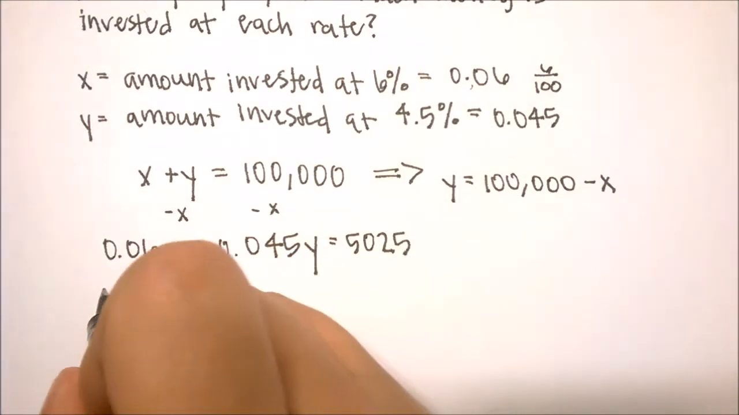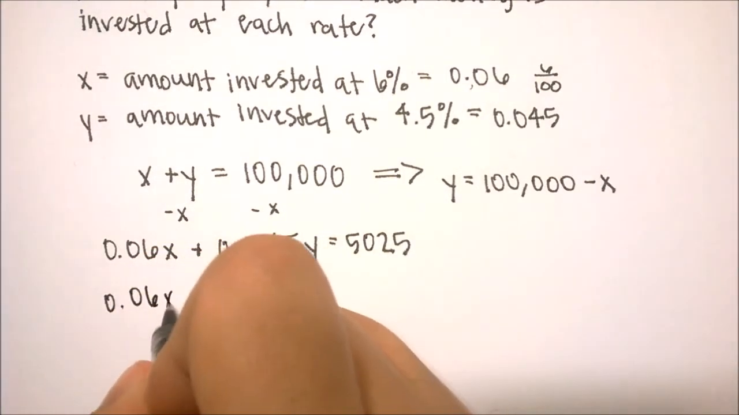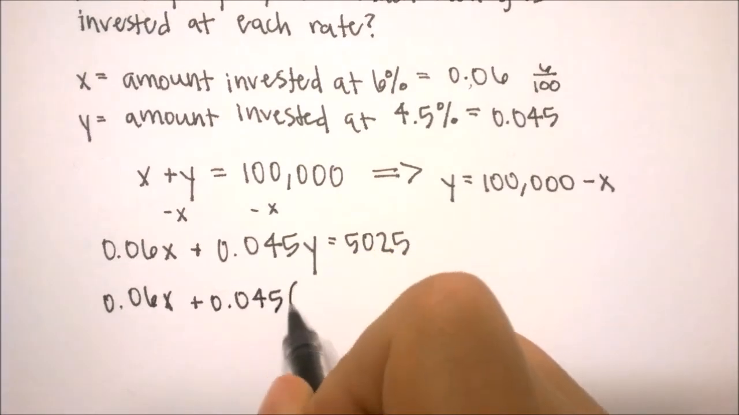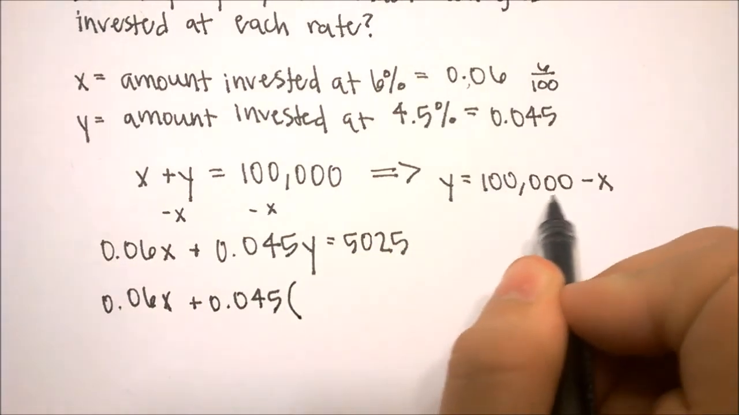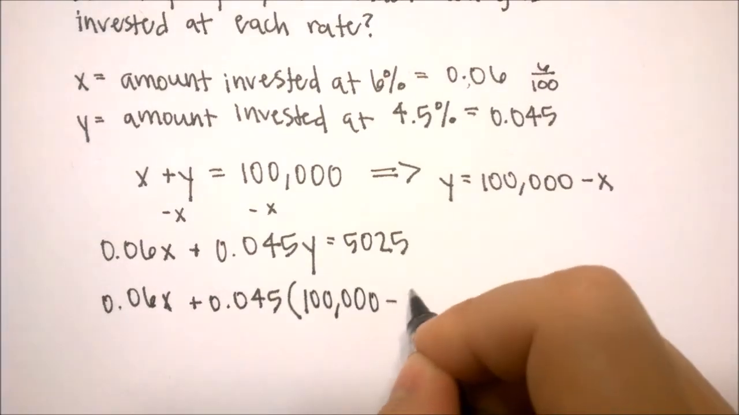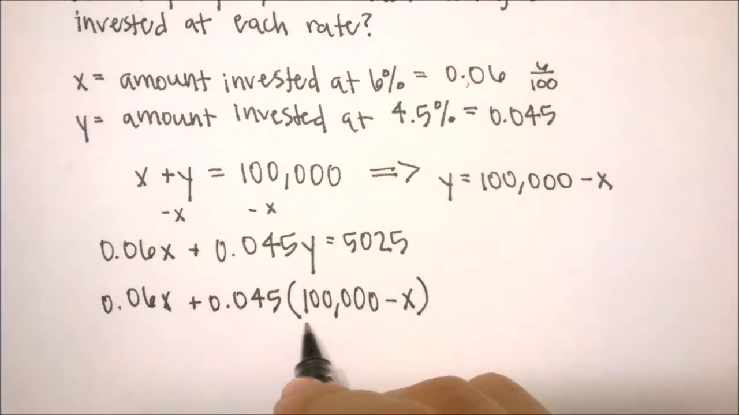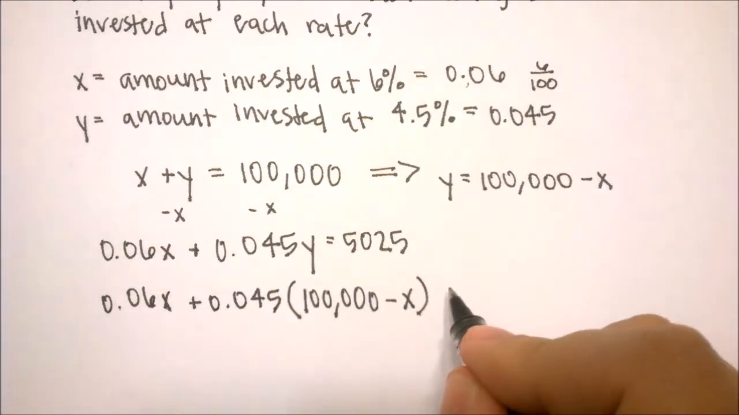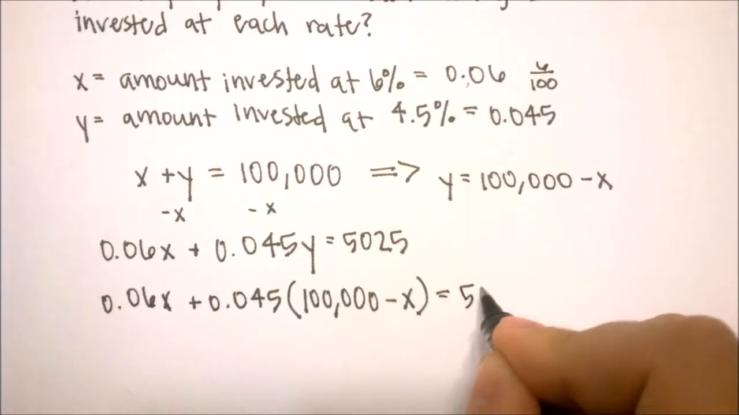So now we have y in terms of x, and we can plug it into this equation. So this gives us 0.06x plus 0.045y, but we're going to plug in what y equals, 100,000 minus x. It's the same thing because y equals 100,000 minus x, so we just plugged it in for y, and we're going to say that equals 5,025.